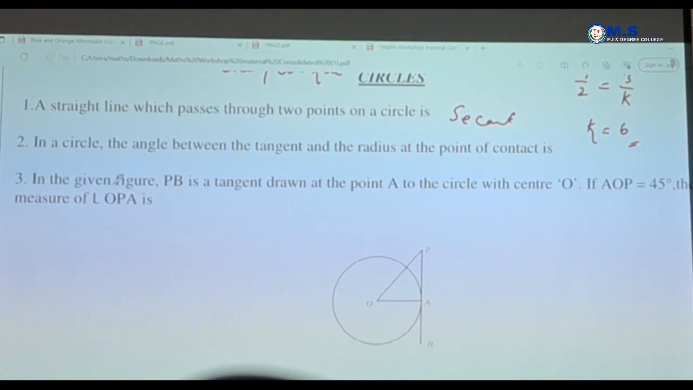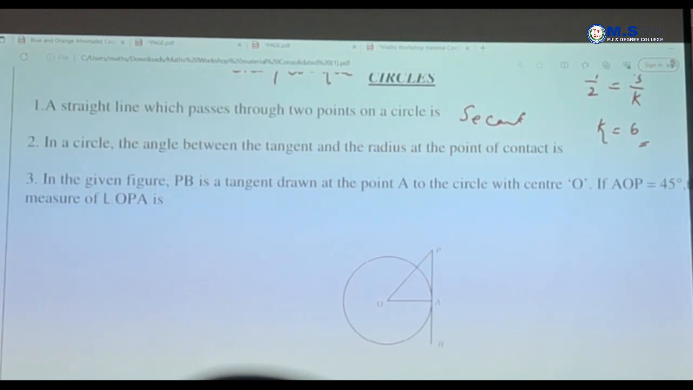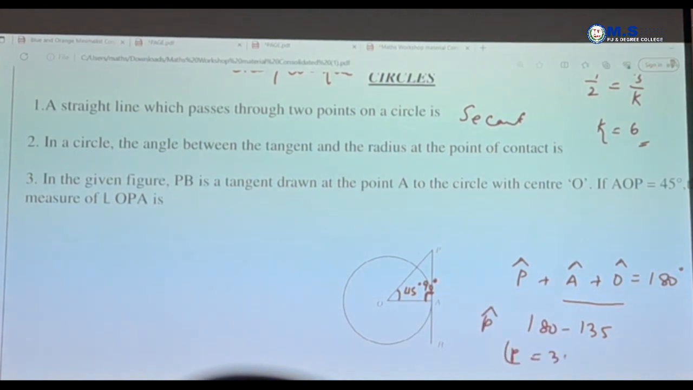Now the third question: in the given figure, PB is a tangent. Here PB is a tangent. Draw a point A on the circle with center O. If AOB equals 45 degrees, then OB is ours. Now, what is AOB? 45 degrees. What is angle A? 90 degrees, right? So angle P plus angle A plus angle O equals what? The sum of angles in a triangle is 180 degrees. Now, angle A plus angle O is 135. 180 minus 135, angle B is what? 45. Okay?